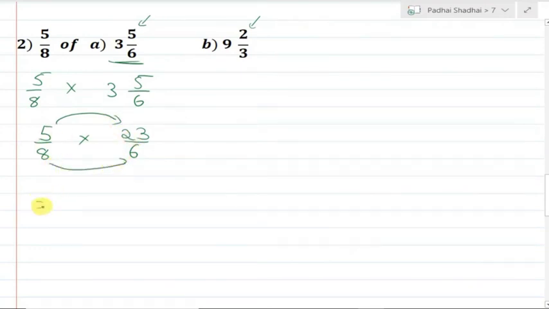23 5s are: 5 3s are 15, carry 1, 5 2s are 10, 11, so 115, and 8 6s are 48. Let us convert into a mixed fraction. 115 divided by 48. 48 2s are 96.